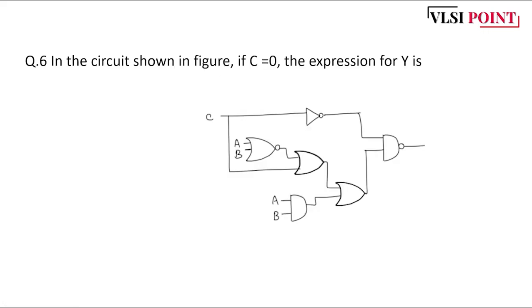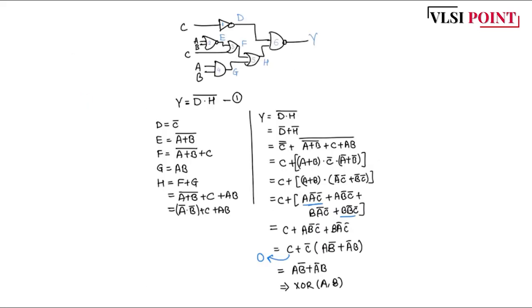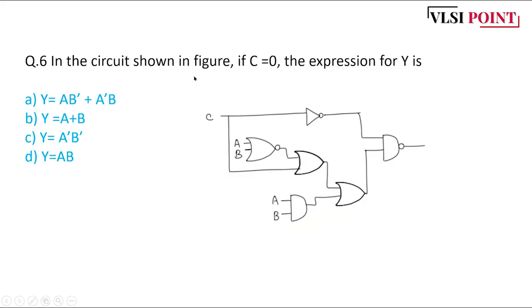Let's move to question number 6. In the circuit shown below, if C is 0, then we have to find the expression for Y. Options are: Y is equal to AB bar plus A bar B, Y is equal to A plus B, Y is equal to A bar B bar, Y is equal to AB. This is the circuitry they have provided, and they have simply given that the main input C is 0.